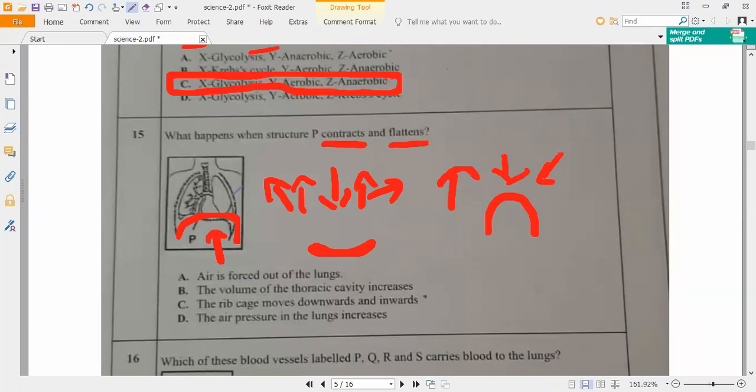Now you can see the options. Option C: air is forced out of the lungs. No. Next, the volume of the thoracic cavity increases. We don't have any relation with that.